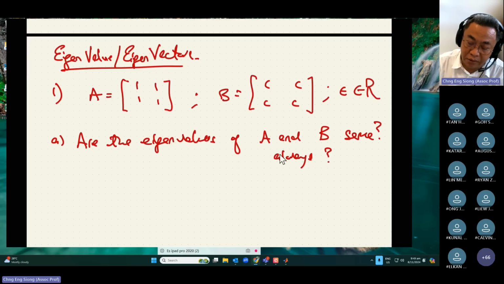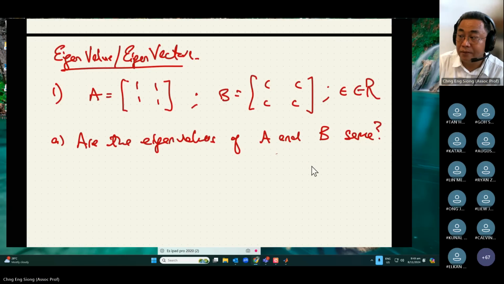Okay, so they are not always the same. Of course, it's obvious. If C is 1, then A and B are the same. If C is not 1, then maybe the question should be asking, then how? Okay, so are they the same always?